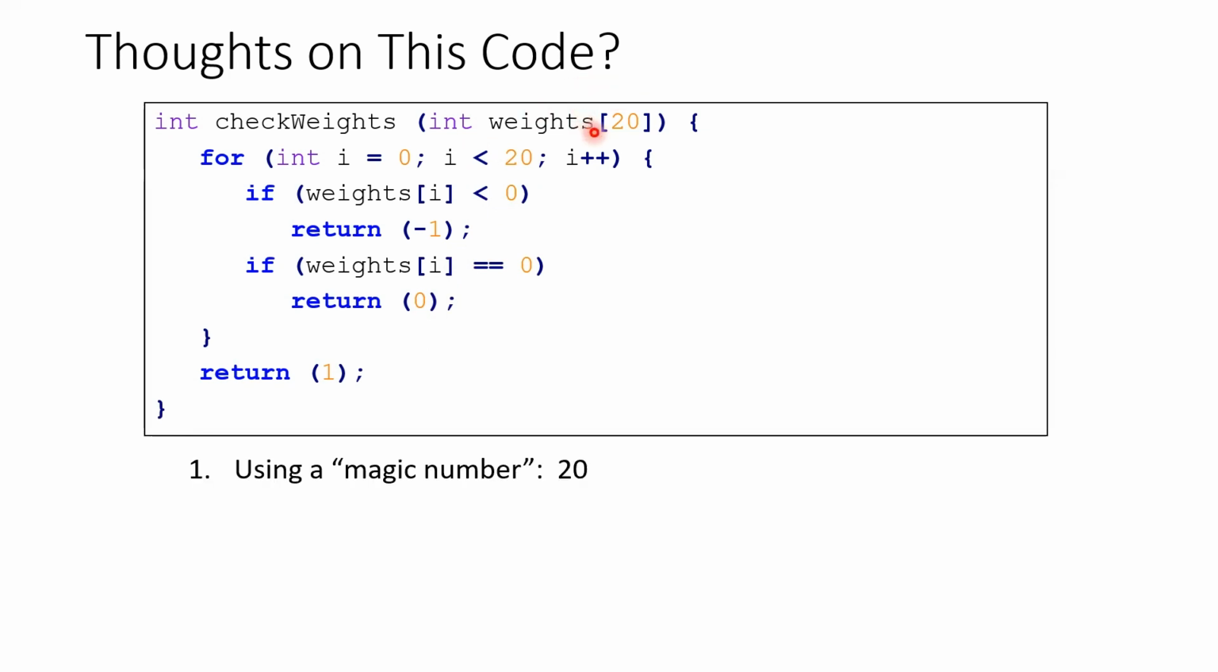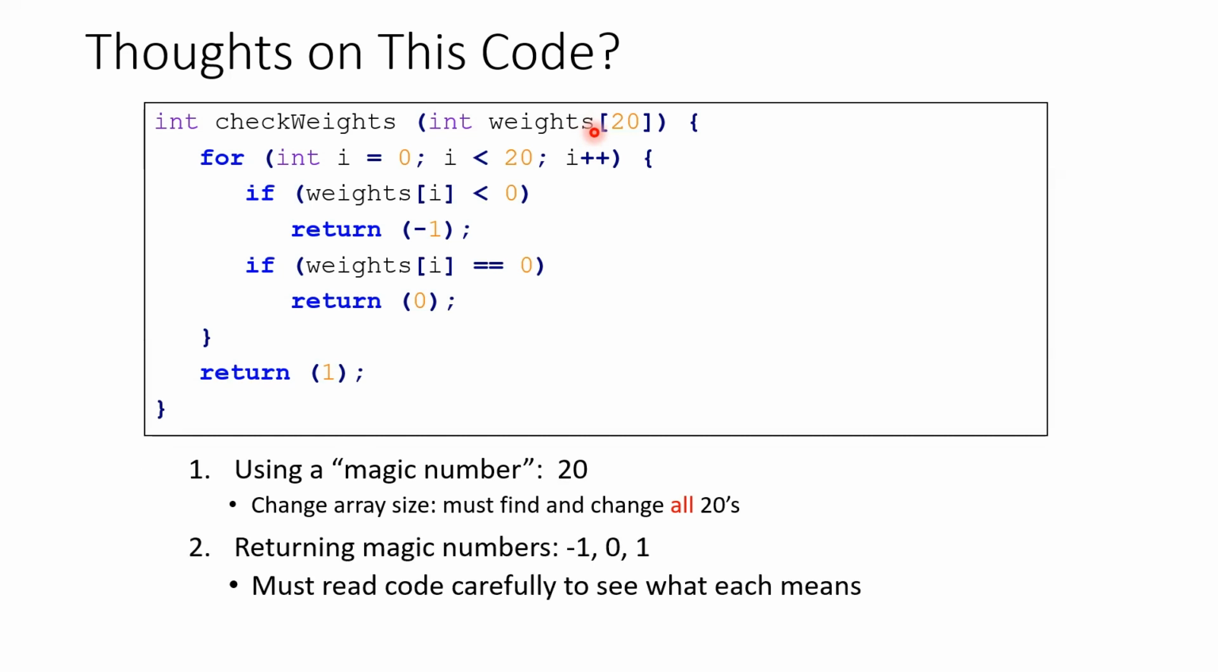The first magic number is the 20, because 20 in here represents the size of the array. But if we need to change the array size, we will need to change all of the 20s in the code. And we are also returning magic numbers -1, 0, and 1. We must read the code carefully to see what each means.